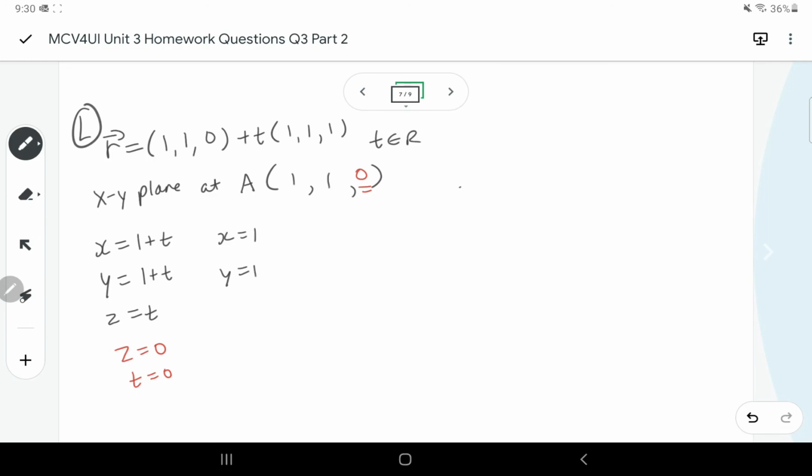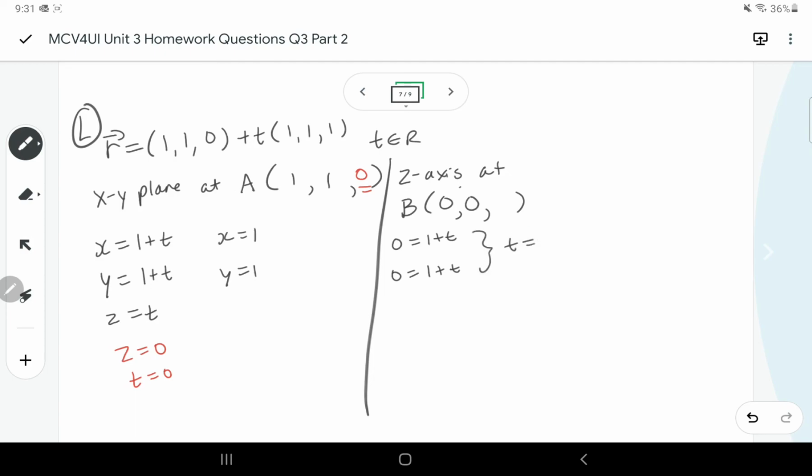And then the other piece of that is we want to know where it would meet the z-axis. So if it meets the z-axis at point B, we know that the x and the y components are 0. So 0 equals 1 plus t, and 0 equals 1 plus t for the x and y. Because those are the same, t would equal -1, and we know that z equals t, so z is -1. So that would be point B.